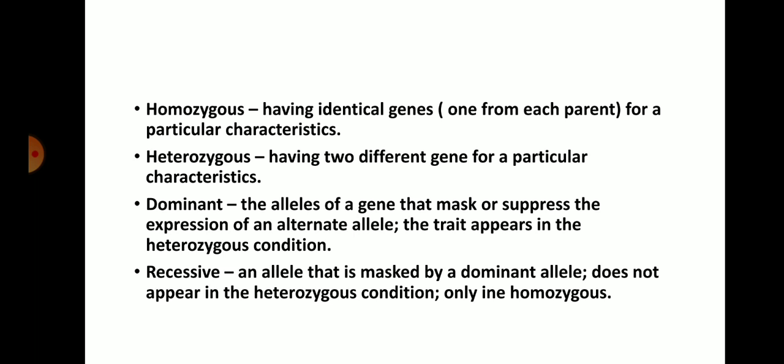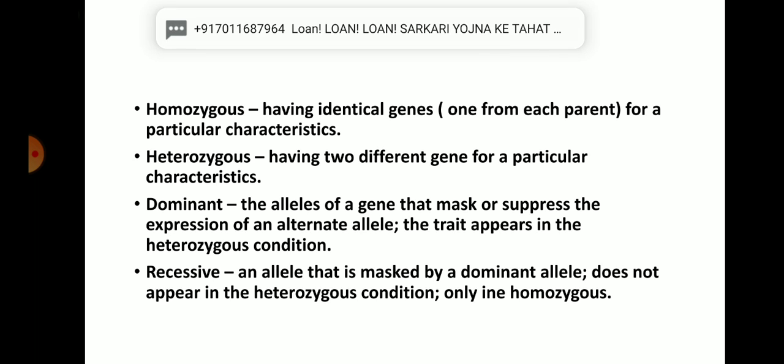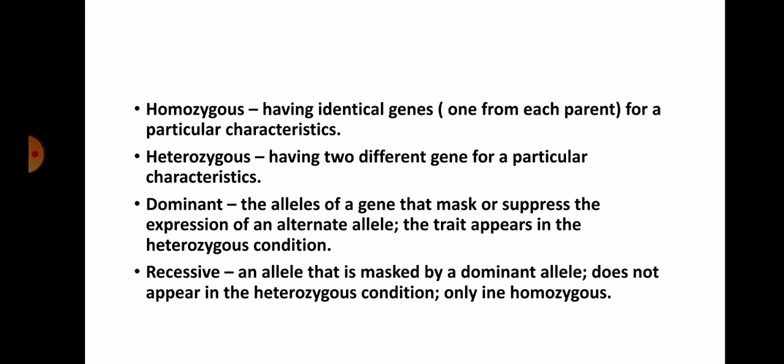It also occurs in the heterozygous condition, capital T small t. So this capital T hides, suppresses or masks the expression of small t, the trait for small height. This dominant allele hides the expression of small t, the trait of small height, so this trait appears in the heterozygous condition. Then what is meant by the recessive?